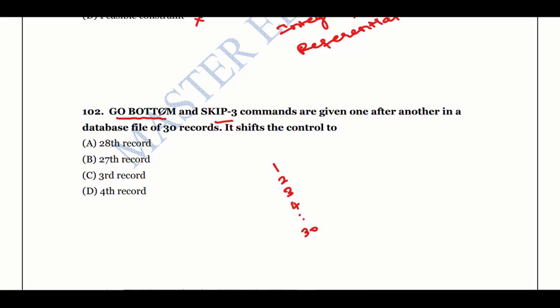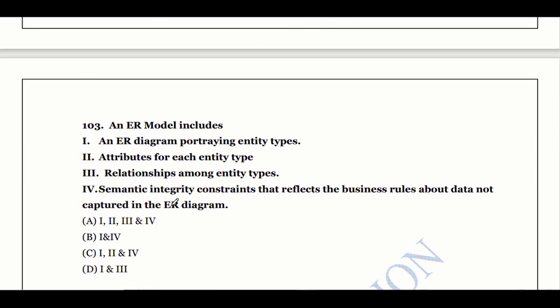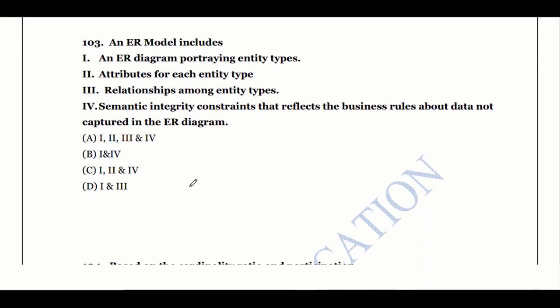First, I am giving the instruction go bottom, so the cursor will go to the 30th record. Then skip -3, that is 29, 28, 27. So my cursor will now be at the 27th record.